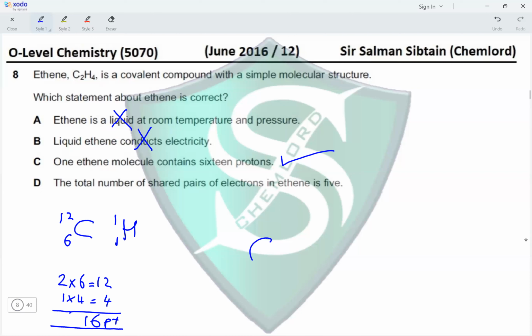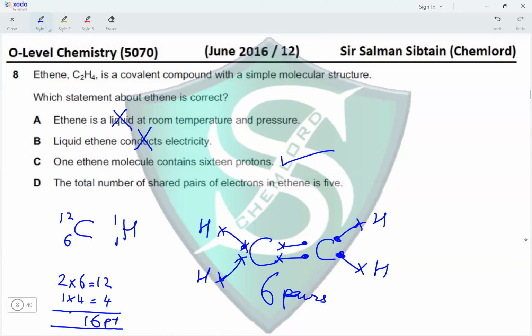Shared pair of electrons. So carbon-carbon double bond. This is sharing of 4 electrons. That means 2 pairs. Then each carbon forms a covalent bond with 2 other hydrogen atoms. So this would be in total 4 more pairs. So 4 and 2, in total we have 6 pairs of shared electrons. The statement says the total number of shared pair of electrons is 5, making this statement incorrect. Therefore, the correct option for this question is option C.